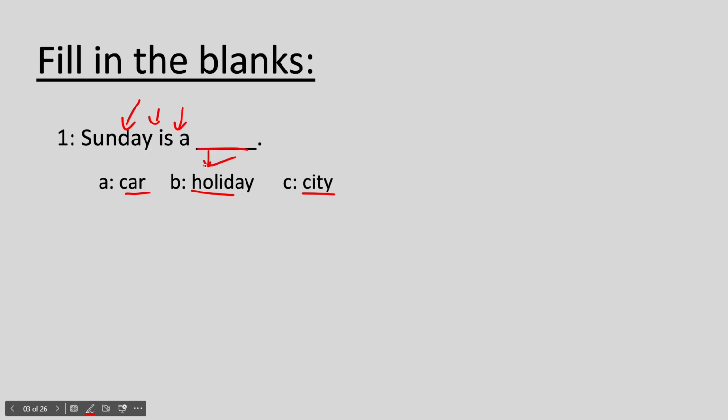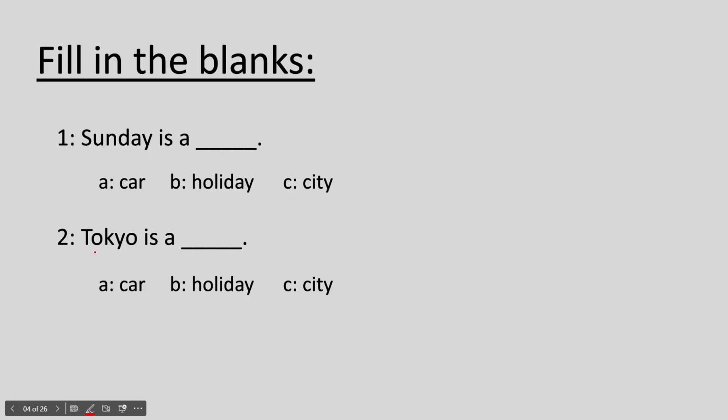Let's take another example. Let's say you have something like Tokyo is a dash. Tokyo is a car, Tokyo is a holiday, or Tokyo is a city. Obviously what you will say is the answer, Tokyo is a city. Now the question is not to ask you to basically answer this question. The question is really which is the important word.